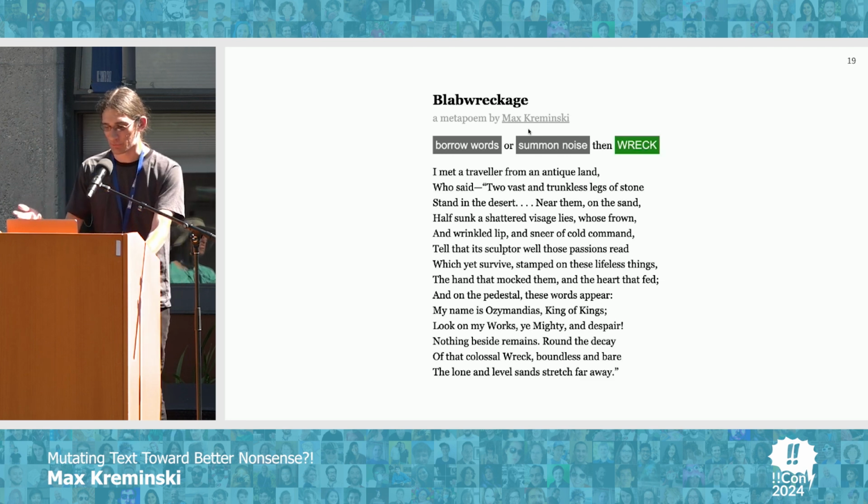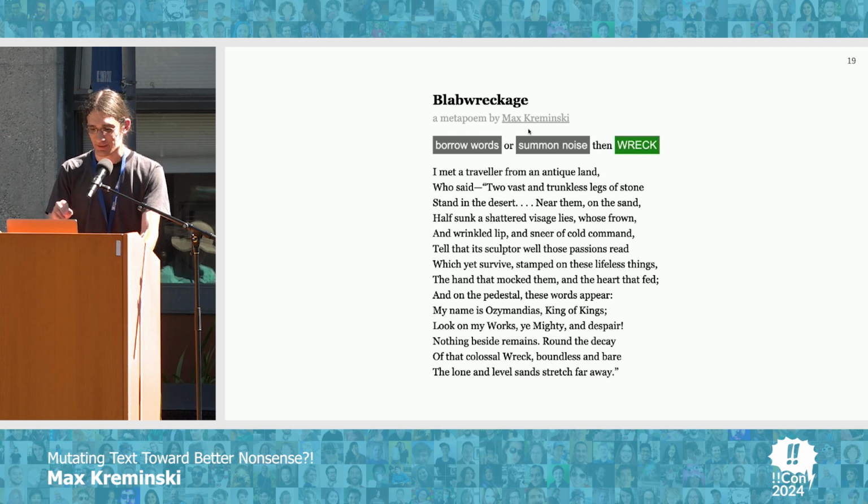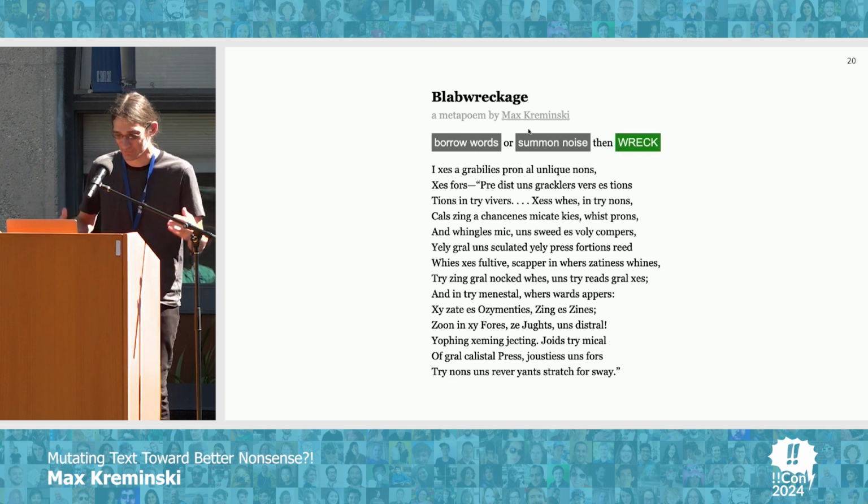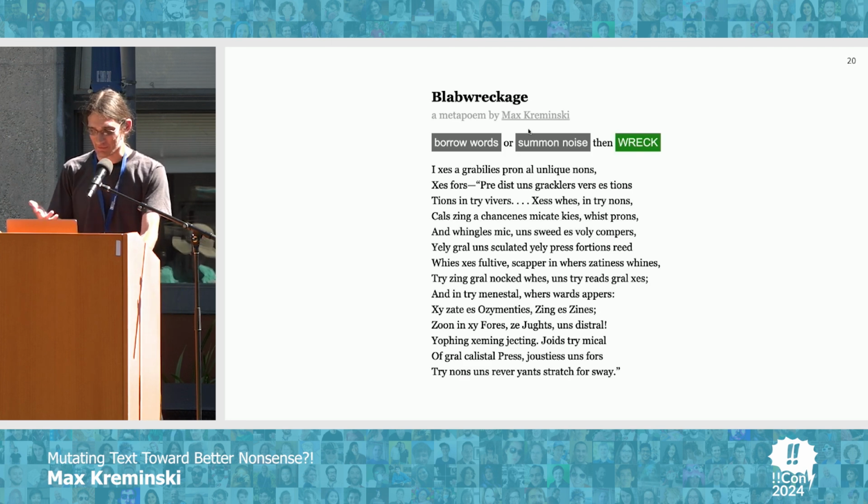But what happens is, when we go over this sequence of words and repeatedly select single character edits to each word that most improve that word's likelihood according to the Blabrecs dictionary probability scoring, we end up mutating the text gradually into pronounceable nonsense that's in the Blabrecs English. So we end up with something that sounds like, I zessa gravelis pronal unlik nons, zes fors predistance gracklers versus chons and trivivers, which is very pronounceable and has a lot of interesting, evocative sounds in it, I think. We get Ozymantes zinges zines, who I think would fit in well at Bang Bang Con as a character in this poem. And I think this is a really interesting way of getting outside the usual ways of taking English texts and reading them in a more nonsensical way.